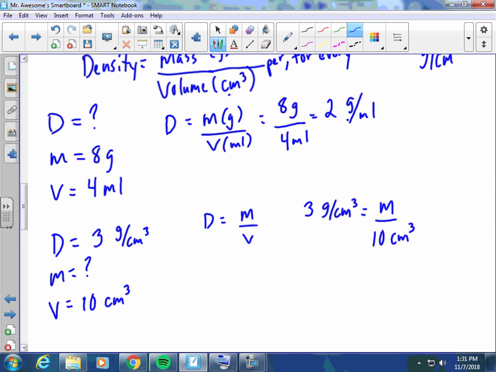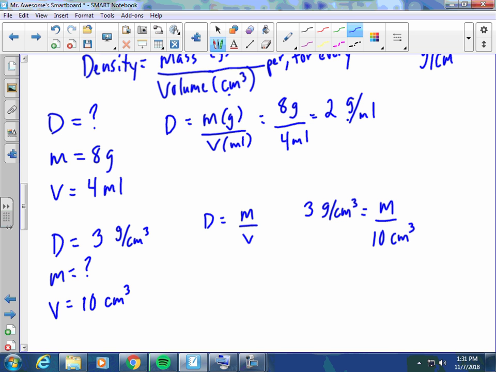We have m, don't know what it is, we have 10 on the bottom. What we got to do is two things. Number one thing we got to do is whatever we're solving for, we got to make sure it's on the top part of the equation, so it's not down on the bottom like 10 cubic centimeters here. Number one thing is make sure it's on top. Is the thing we're trying to solve for in the top part of the equation? The second thing we got to do is make sure it's by itself.